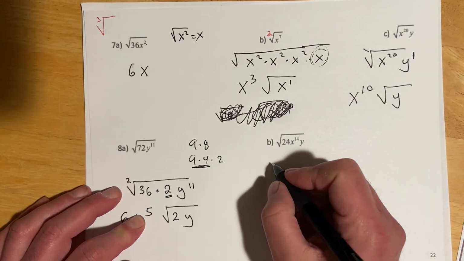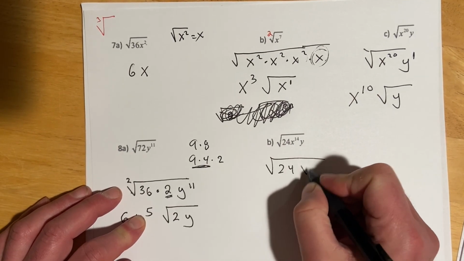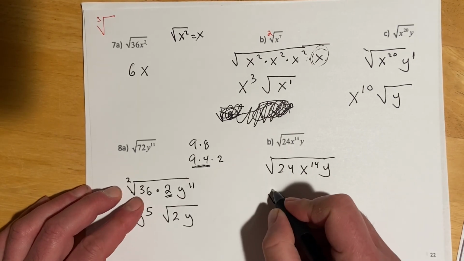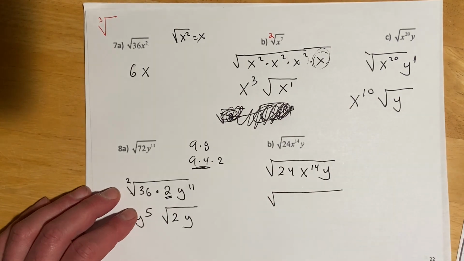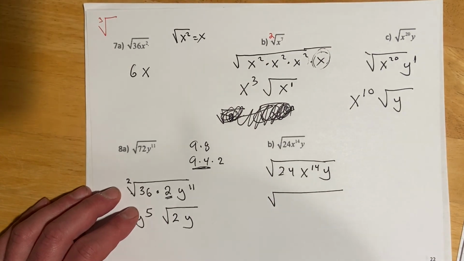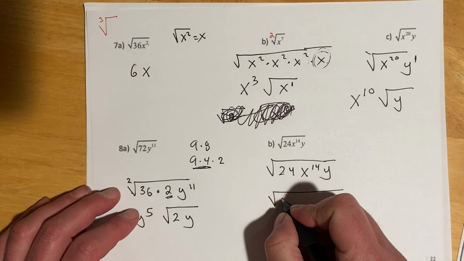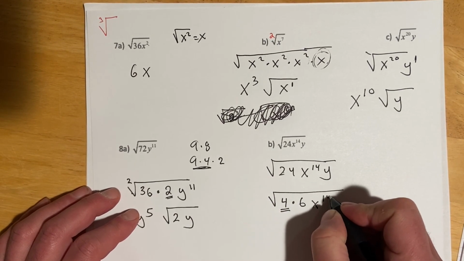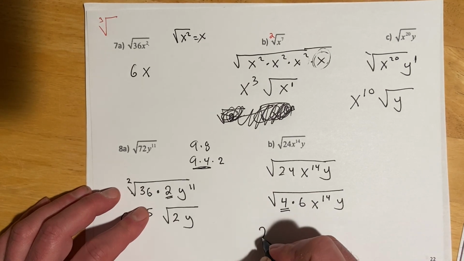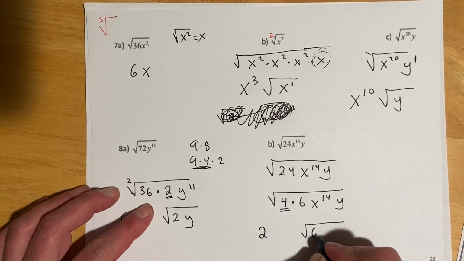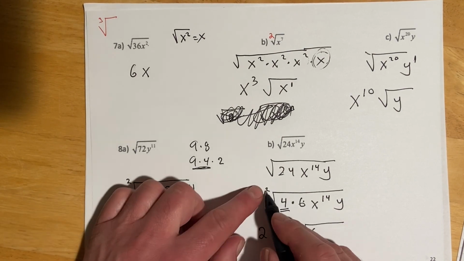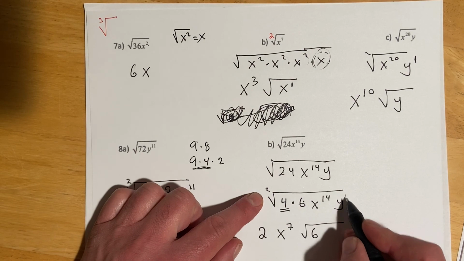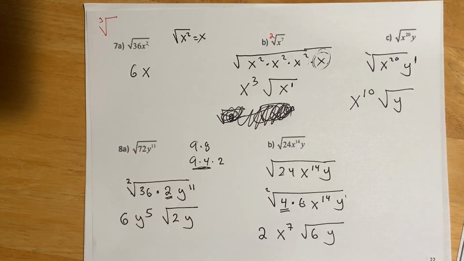And then this last one here, we've got square root of 24x to the 14th y. There are a lot of things that 24 is, right? It's 12 times 2, it's 8 times 3, but those aren't perfect squares, so we want to pick 4 times 6 because 4 is a perfect square. So that will bring out a 2 and leaves behind the 6. 2 goes into 14, x to the 7 comes out, none left over. And again, that y is to the first, so that one stays in.